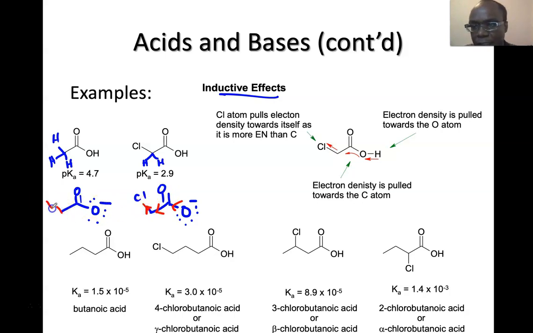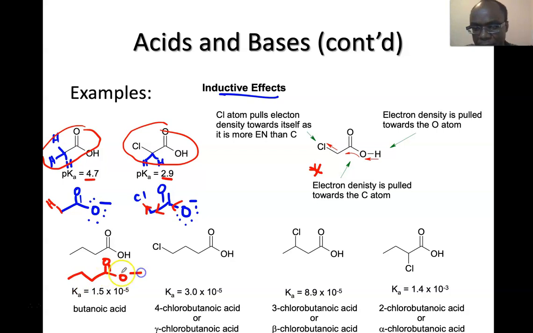Here all you have is just a hydrogen. Hydrogens are not electronegative. So this one is stabilized further by electronegativity on top of resonance. Both of them have resonance. So that's what makes this molecule a stronger acid than this. Evidence is pKa. The lower the pKa, the stronger the acid. Okay, so the electron density is pulled towards the Cl. The closer the Cl is to the oxygen bearing the negative charge, the better it stabilizes the conjugate anion.